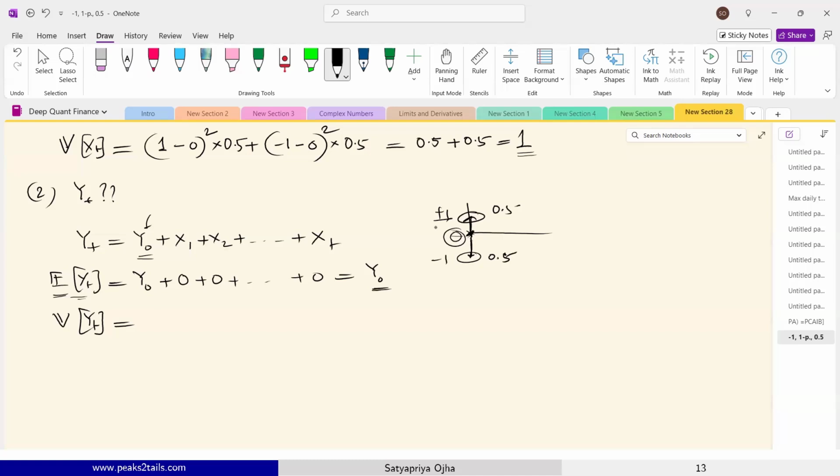What is the expected outcome when you roll a die? 3.5. Can the dice ever show 3.5? It will never show 3.5. So that's the thing, right? So your question is very pertinent.